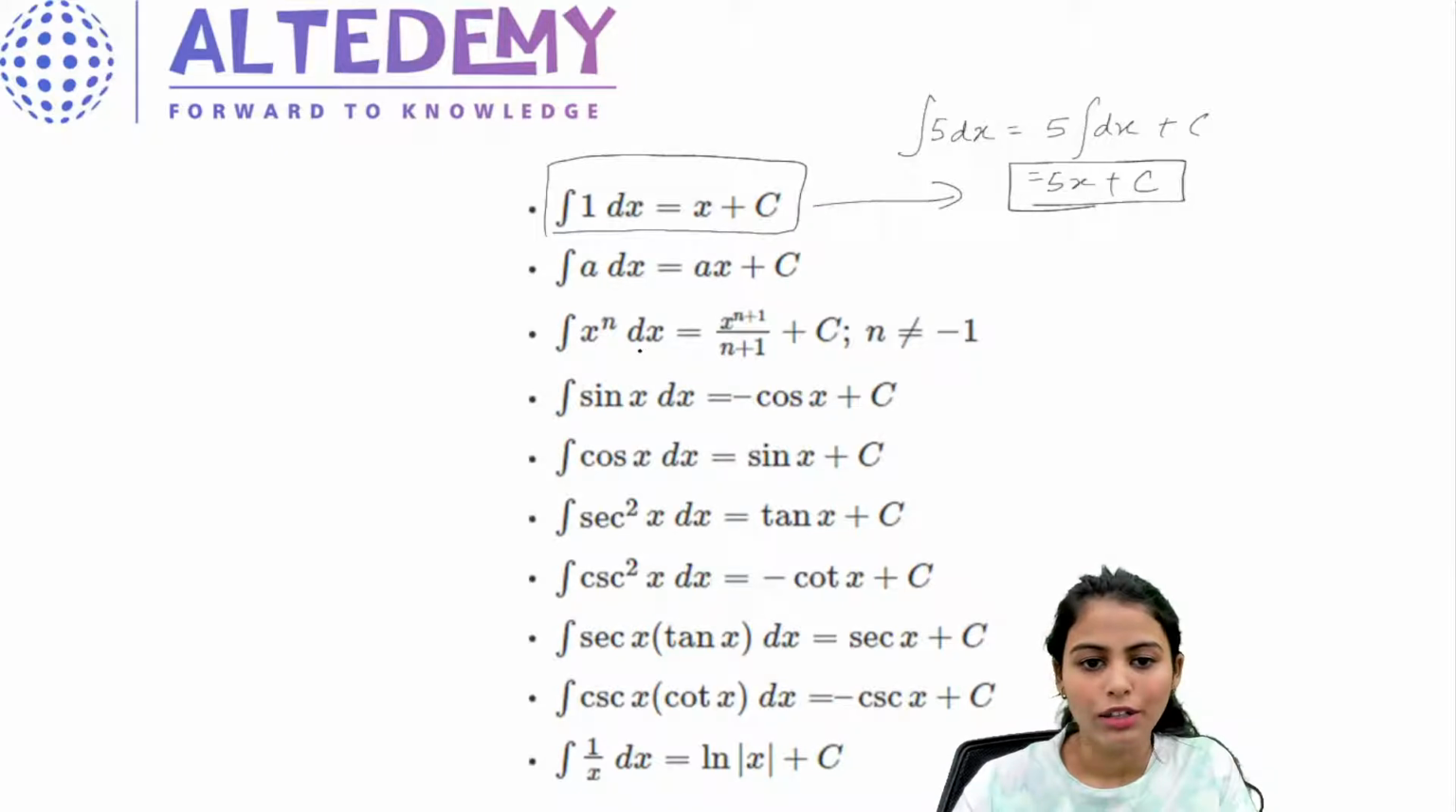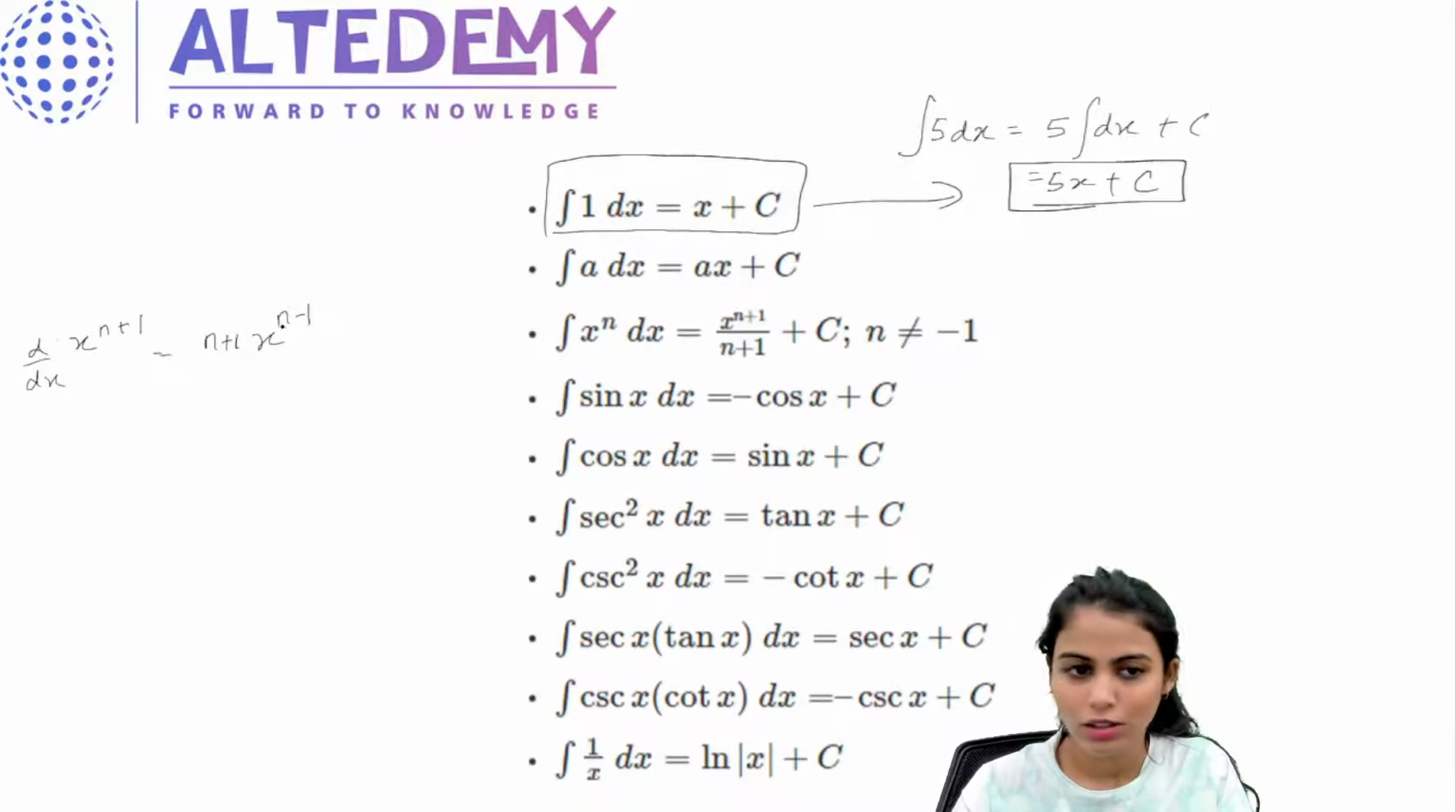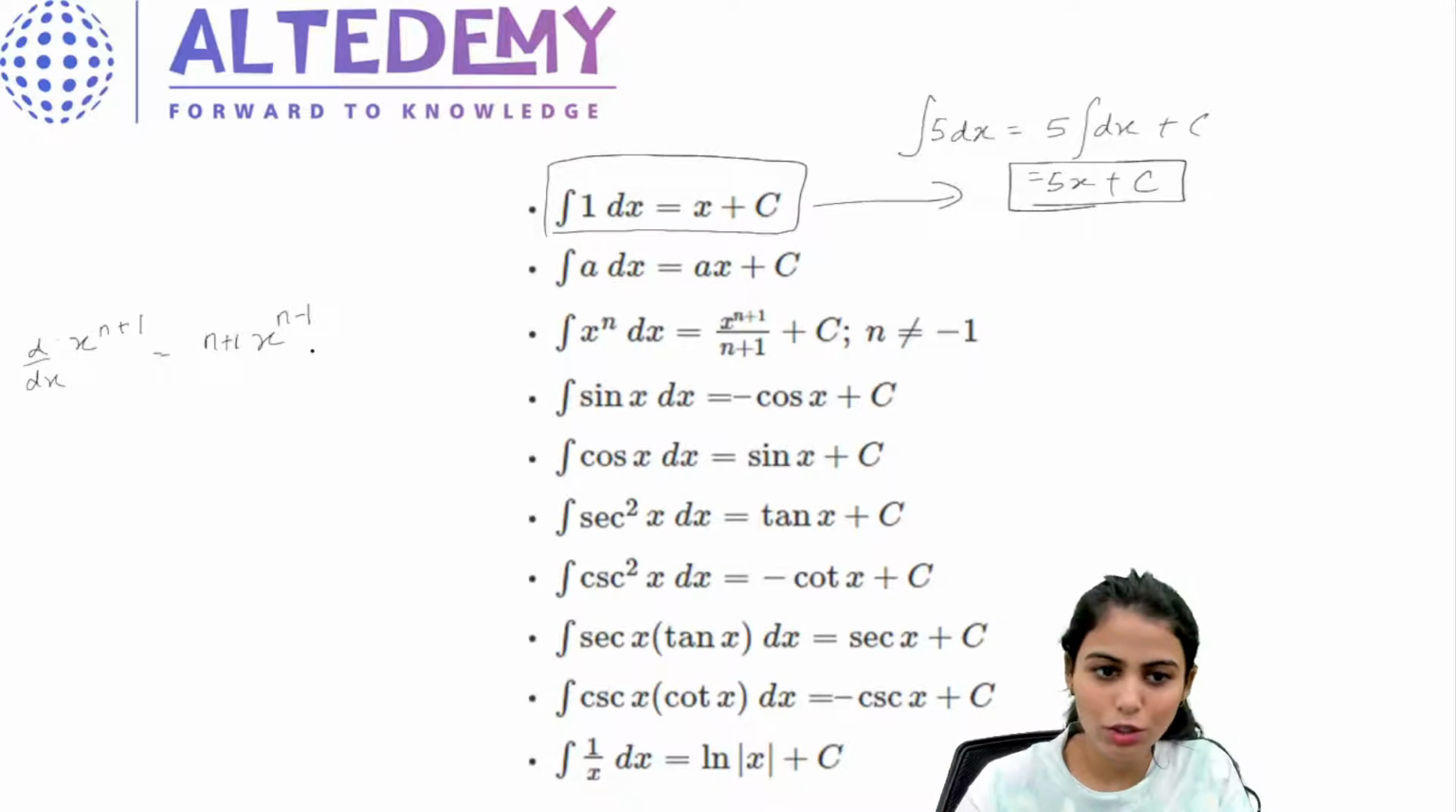Now, integration of x to the power n dx. What is the formula of it? x to the power n plus 1 upon n plus 1 plus c. Did all of you understand this? I'll tell you: let's suppose we are doing the differentiation of x to the power n plus 1. What will be the answer? n plus 1 times x to the power n. This was supposed to be the answer in the differentiation thing. In the same way, for integration we just write x to the power n plus 1 upon n plus 1. You see?